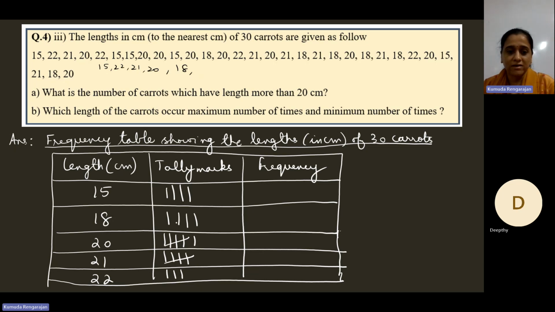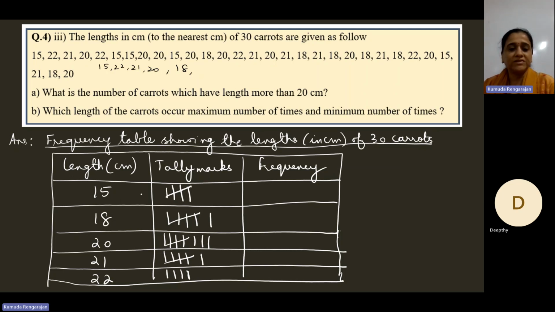18, 18, correct, she's right. 18, 22, 20, 15, 21, 18, 20. You understood what I did? So now count the tally marks. 5, 10, okay, now let's write the frequency against every length.